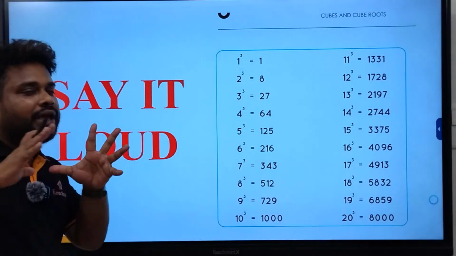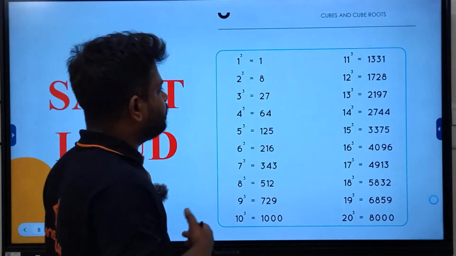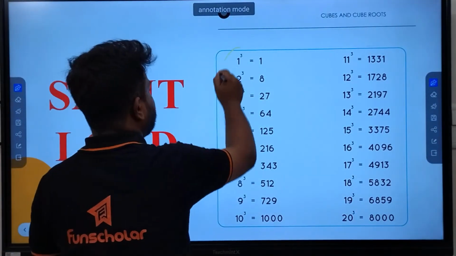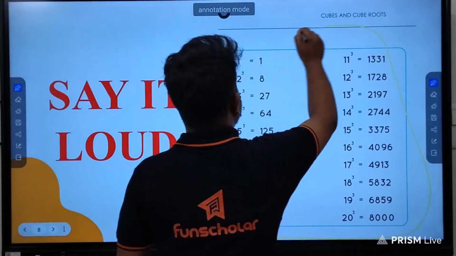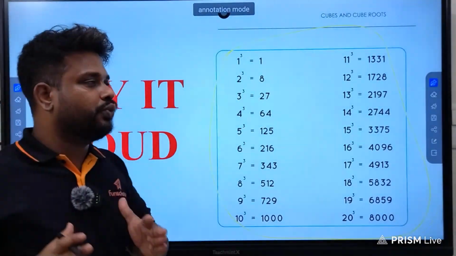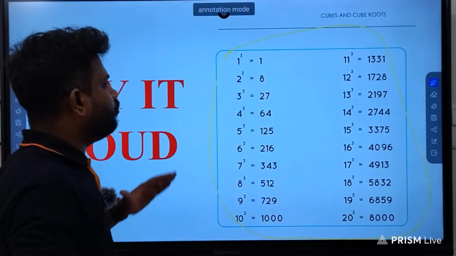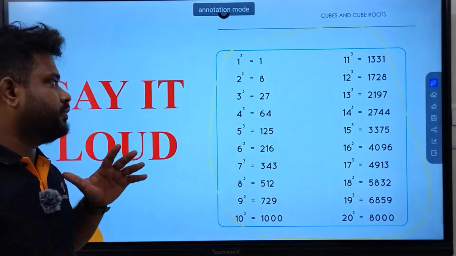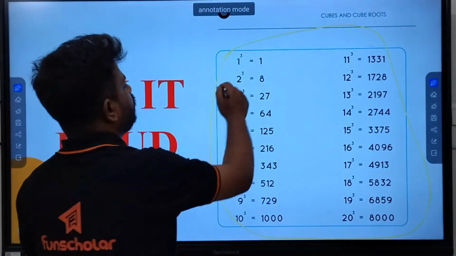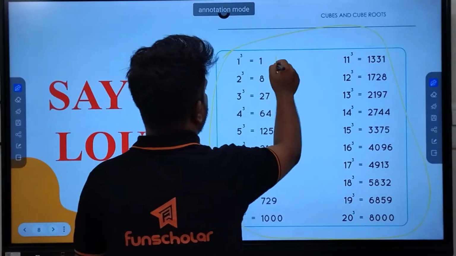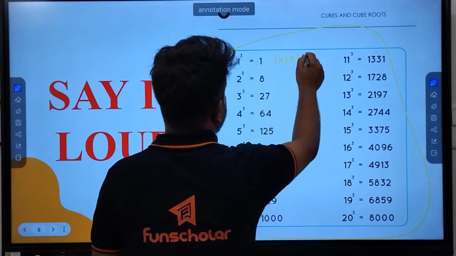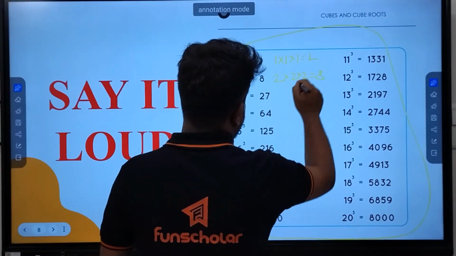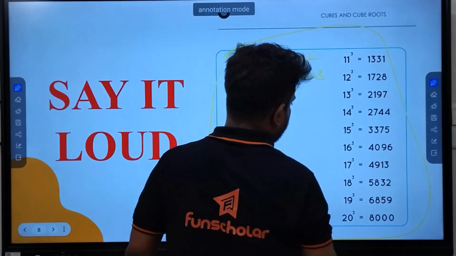Okay, so now we are going on to the real examples of cube and cube roots. If you want to do these kinds of sums easily, you have to memorize the cubes of the numbers from 1 to 20. So talking about how they are calculated, 1 into 1 into 1 is 1, 2 into 2 into 2 is 8, and in a similar way they are all calculated.